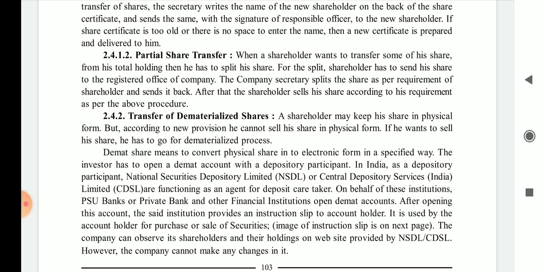If you want to keep a physical share, you can, but you cannot transfer the share in the form of a physical share. If he wants to sell his share, at that time he has to go for the procedure of dematerialization, because it is necessary as per the new rules and regulations.